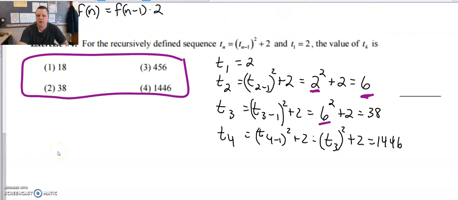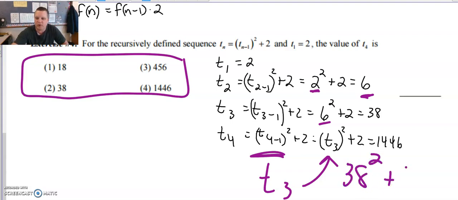T4 minus 1, right here, squared. So that is T3, which I have right there. Oh, I didn't put it in. So T3 is 38. So that's 38 squared plus 2. So I'm doing the calculator, and you get 1446. So it says just the T4, which is your 1446.